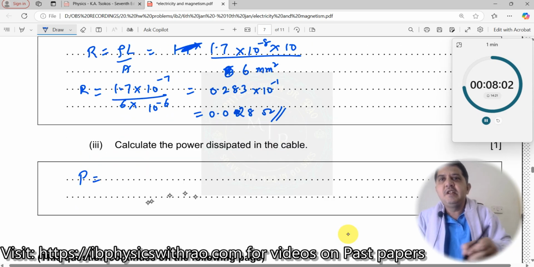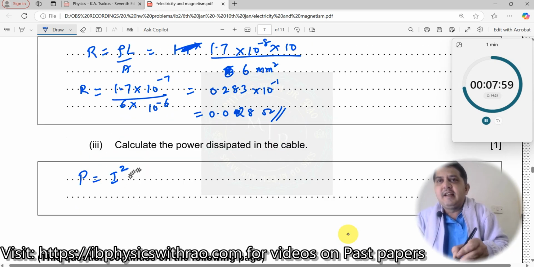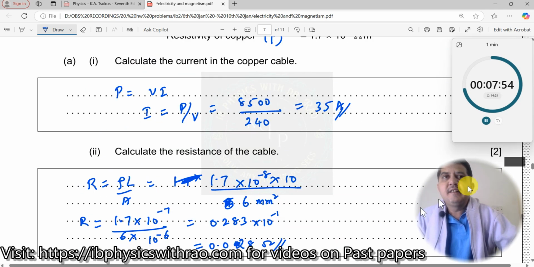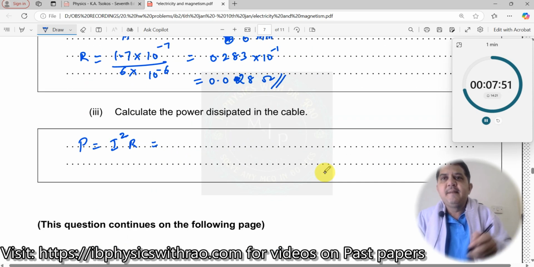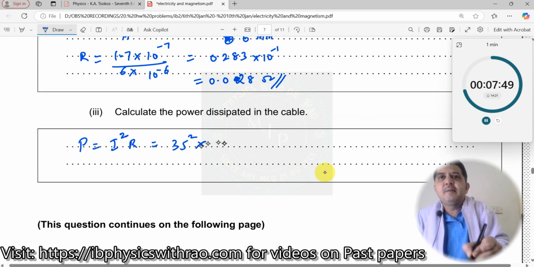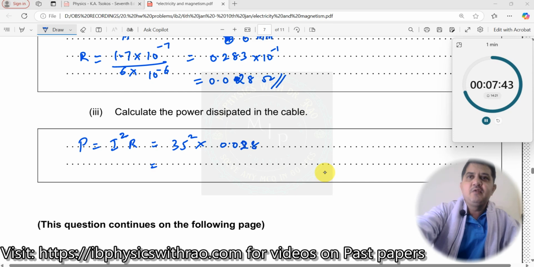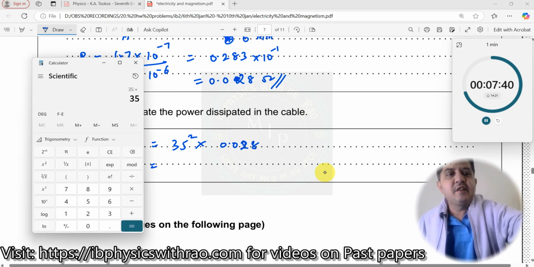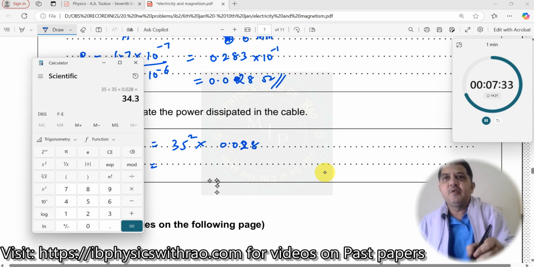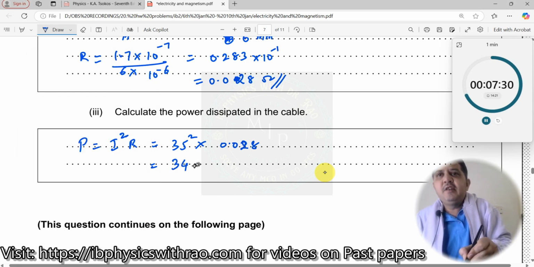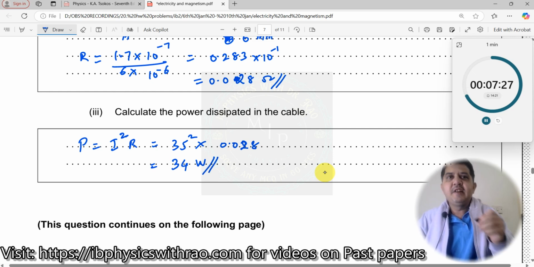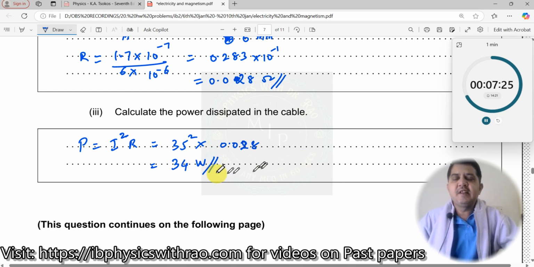So which should now be equal to the current flowing through it, I square, multiplied by the resistance of the cable. So what is the current flowing through it? Current is 35 amperes. So this should be 35 square multiplied by 0.028. So let us calculate this value, 35 star 35 star 0.028, which should now be 34.3, or nearly 34, unit is watt. So the power dissipated is 34 watt, which is coming out as heat energy.